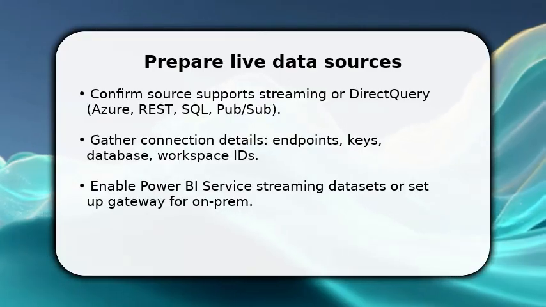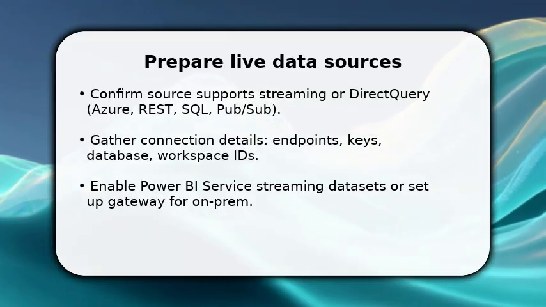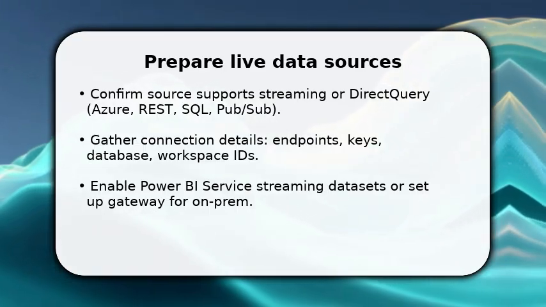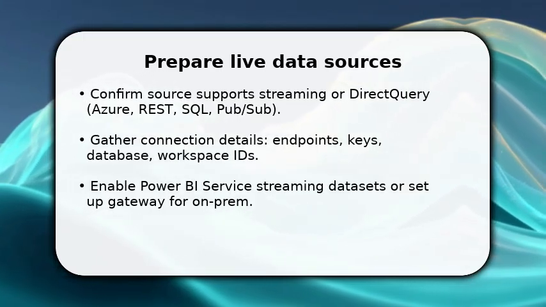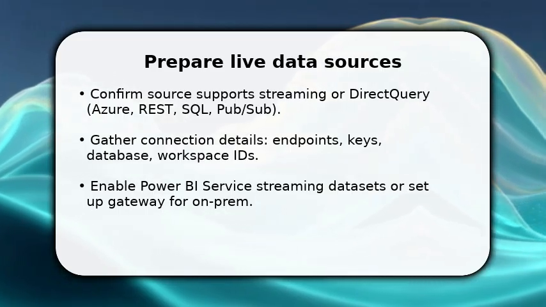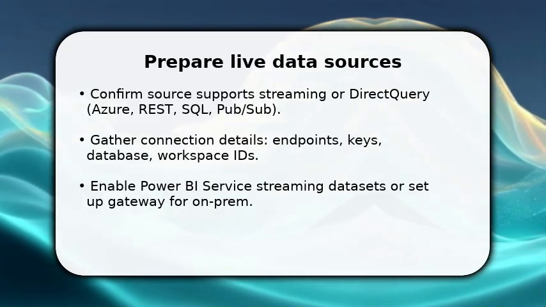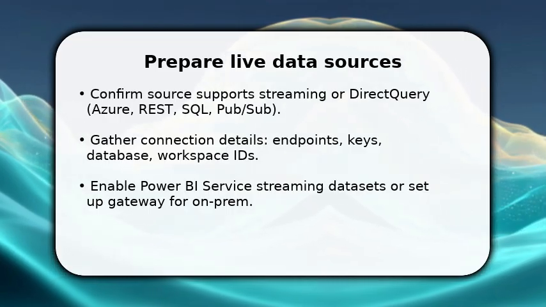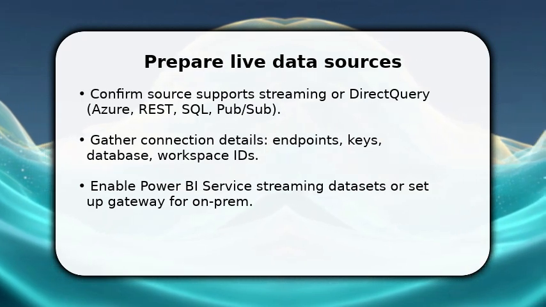You start by verifying your sources and grabbing credentials. This saves time later. Connectors matter because streaming versus direct query changes latency and query cost. Once you have endpoints, keys, and workspace ID, enable a streaming dataset in the Power BI service or install and configure the on-premises data gateway. Make sure to pick the right authentication method, otherwise queries will fail. This first step gets your live pathway open, so subsequent steps push and visualize data reliably.